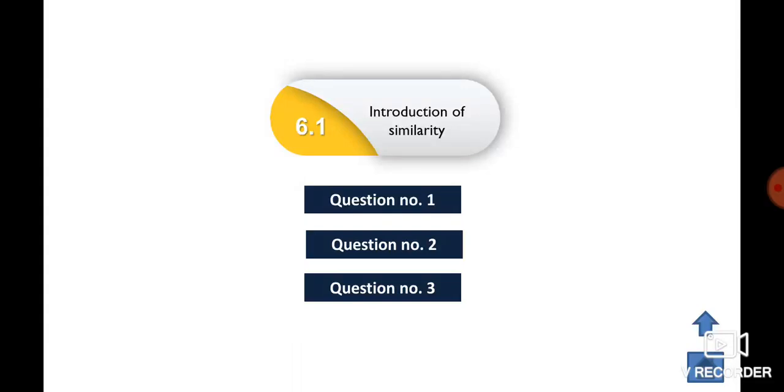Today through this video, I'll be explaining you exercise 6.1 from triangle chapter, NCERT class 10 CBSE. Right? So this exercise is introduction of similarity.